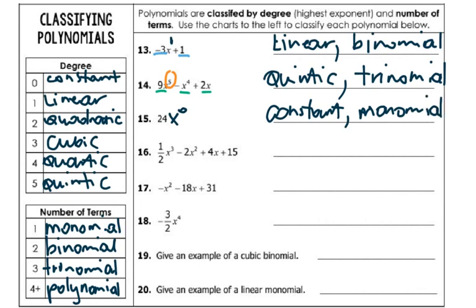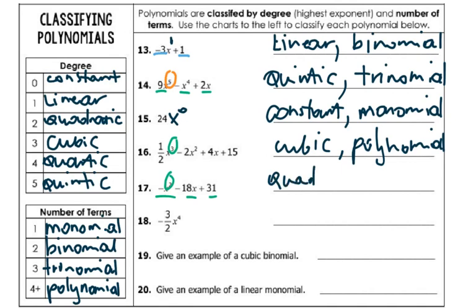Alright, try 16, 17, and 18. Pause the video. So here we have 4 terms. So we have just a polynomial, and the highest exponent is 3, which means we have a cubic polynomial. Alright, the next one. Count the terms. 3, trinomial. Highest degree is 2, so we have a quadratic trinomial.